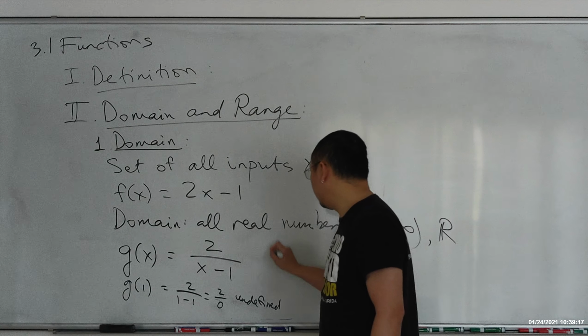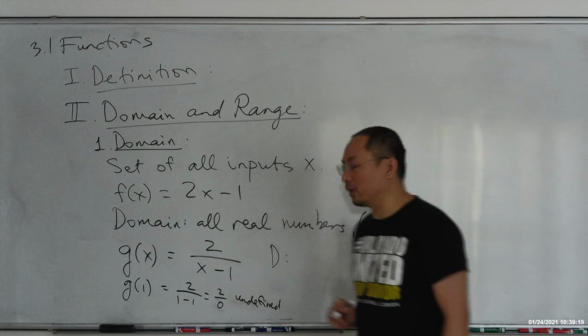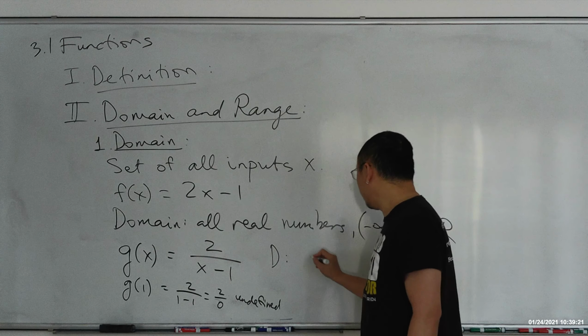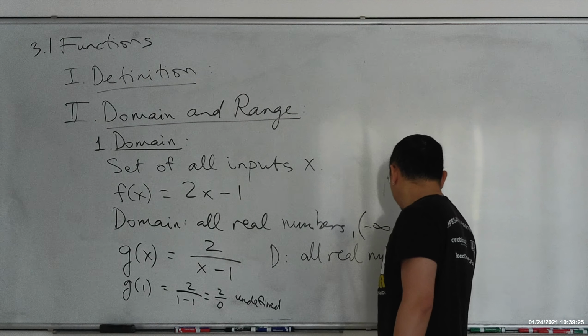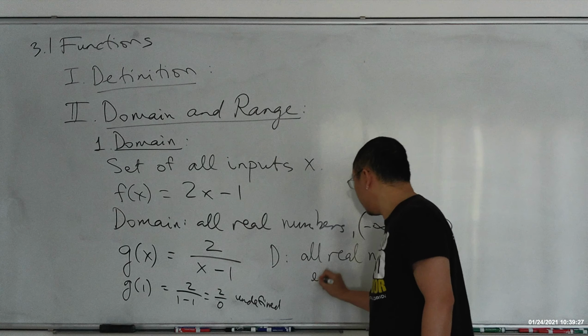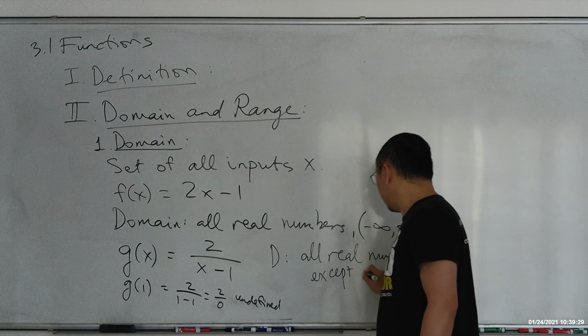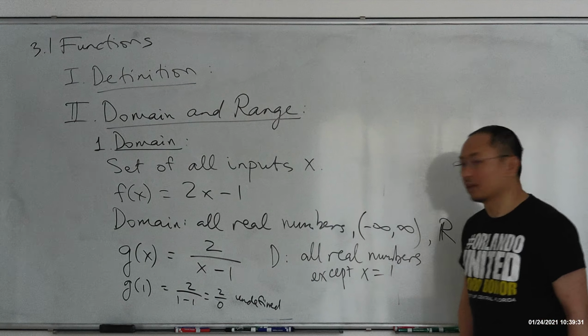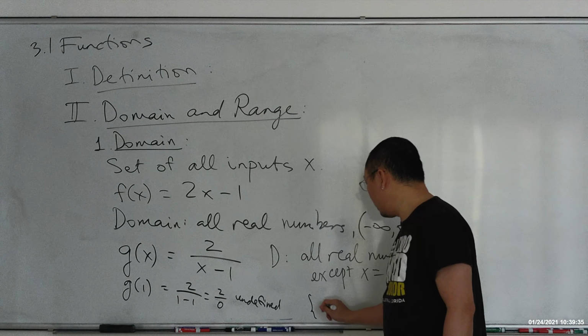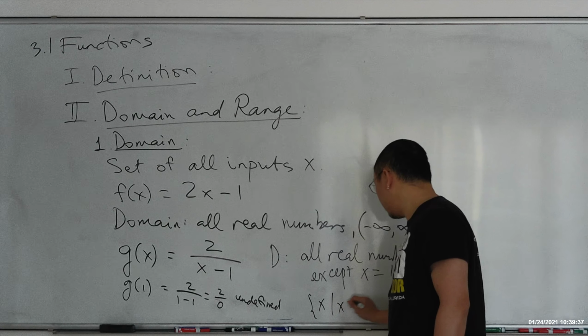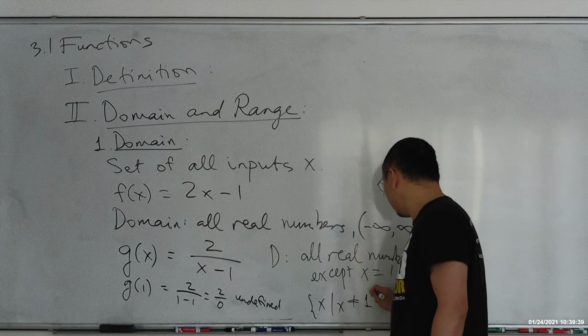So the domain is what? D stands for domain, okay? All real numbers except x equal to 1. Okay? Or you can use set notation. You can write it this way: all real numbers x, such that x cannot be equal to 1, in curly brackets.